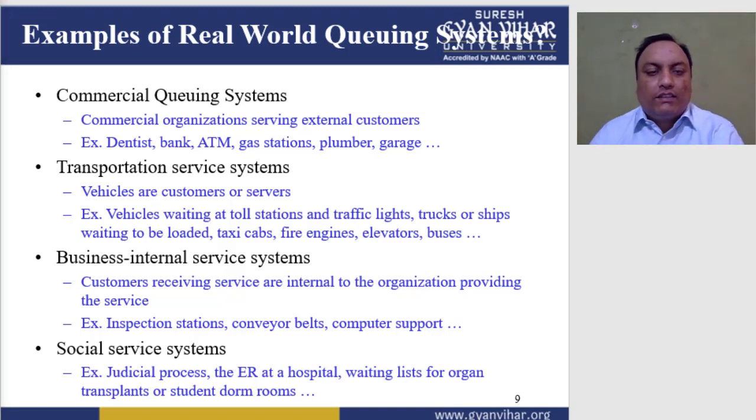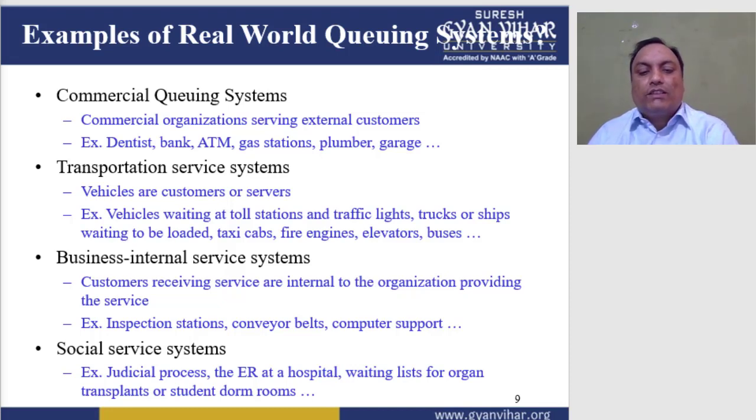So here is the third case, the business internal service system. In this case, customers receiving service are internal to the organization providing the service. For this case, inspection stations, conveyor belts, and computer support systems come under this category. Suppose the computer systems in a bank, this is a very good example of a business internal service system. And the social service system.